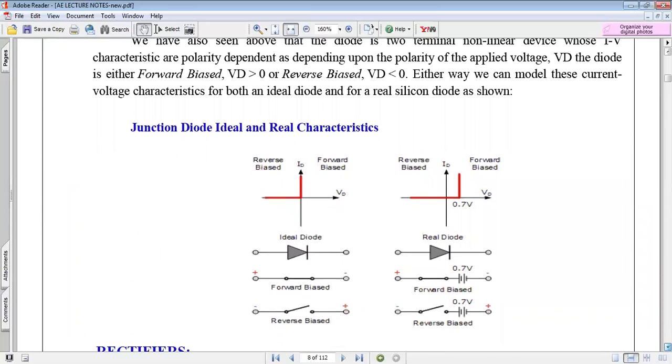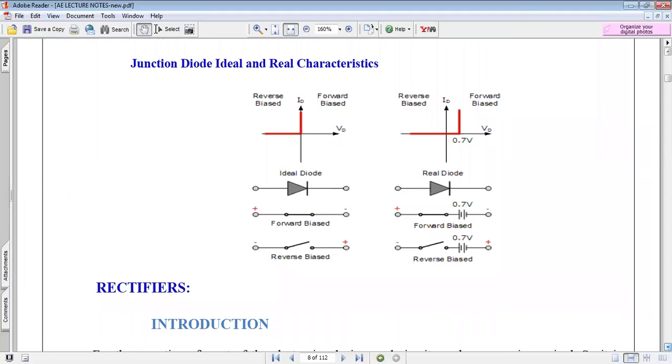This is the ideal characteristic of PN junction. Ideally, there is maximum current in forward bias and the resistance is zero. There is no slope. Ideally, the resistance is zero in case of a forward bias. That means R equal to V upon I. So if R is 0, V upon I is 0, that means at 0 voltage the current is maximum.